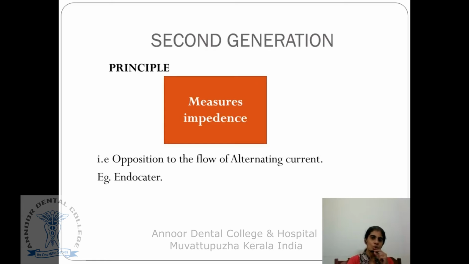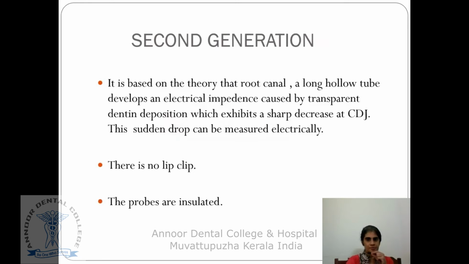Later on, to overcome the defects of the first generation, came the second generation apex locator. This is an impedance based instrument, that is, it measures opposition to the flow of alternating current. An example of it is the Endocator. This generation of apex locator works on the principle that the root canal is considered as a hollow tube.